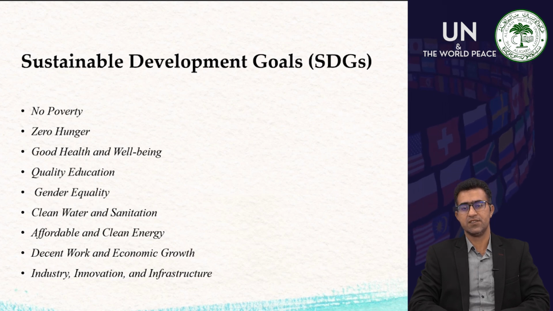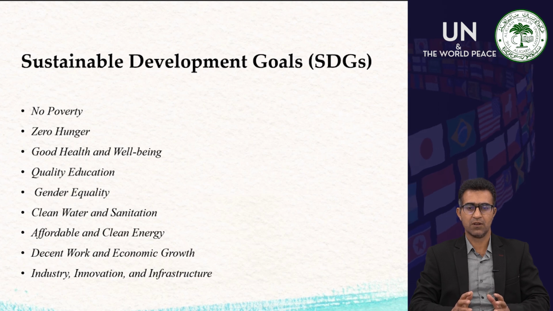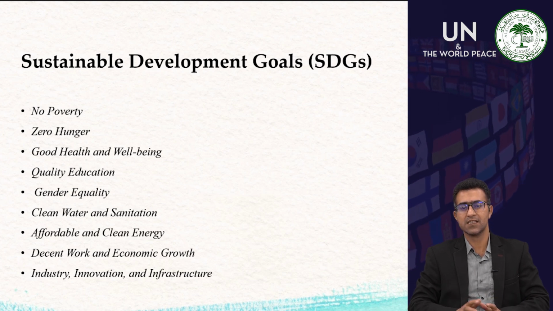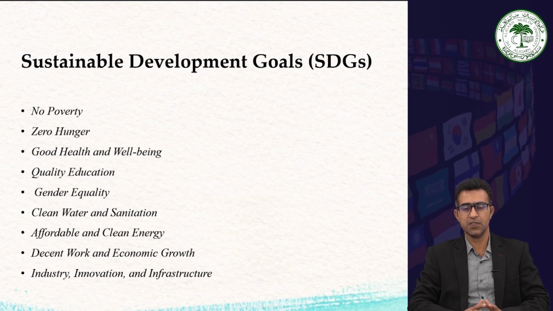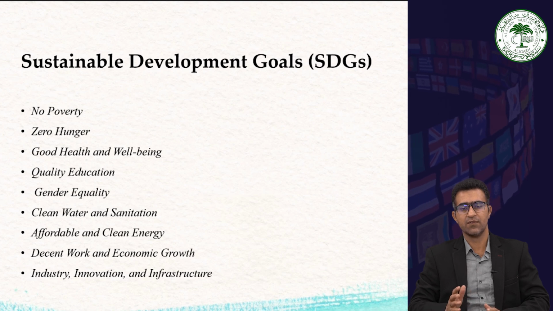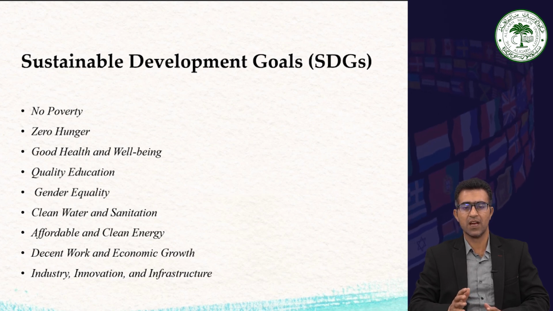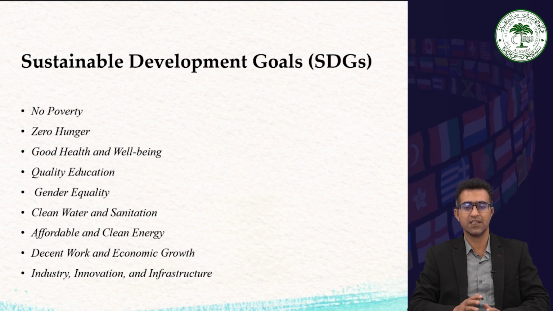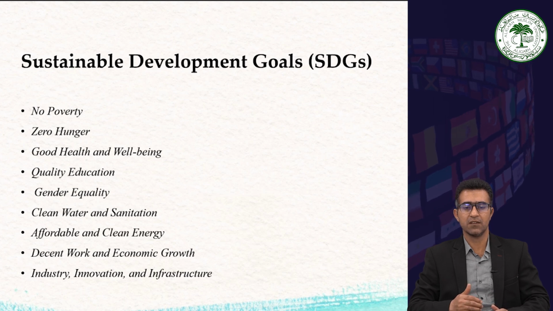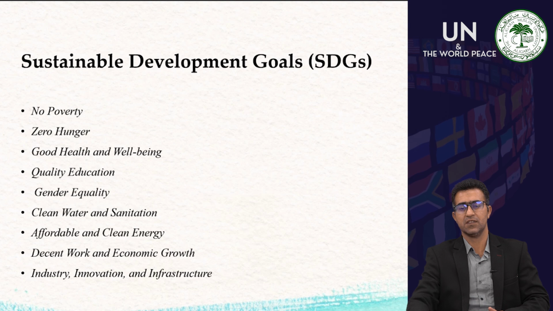The sixth goal is clean water and sanitation. So, the objective is to ensure availability and sustainable management of water and sanitation for all. It means to achieve universal access to safe and affordable drinking water, to ensure access to adequate and equitable sanitation and hygiene, and to improve water quality by reducing pollution and increasing water use efficiency.